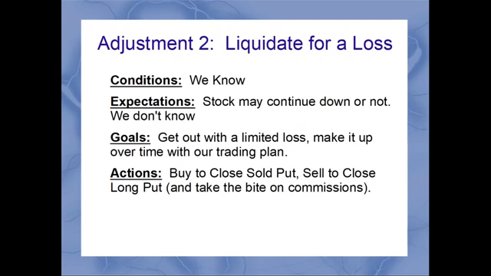All right, adjustment 2, liquidate for a loss. The conditions we know. The expectations, the stock may continue down or not. We just don't know. As part of our trading plan, we know we're going to lose 10-15% of the time. We know we're trying to control our losses there to only 50% of what we invested in the trade. The goals with adjustment 2, get out with a limited loss, make it back over time on new stocks following your trading plan. The actions, simply enough, buy to close your sold put, sell to close the bought put, take the bite on the commissions.